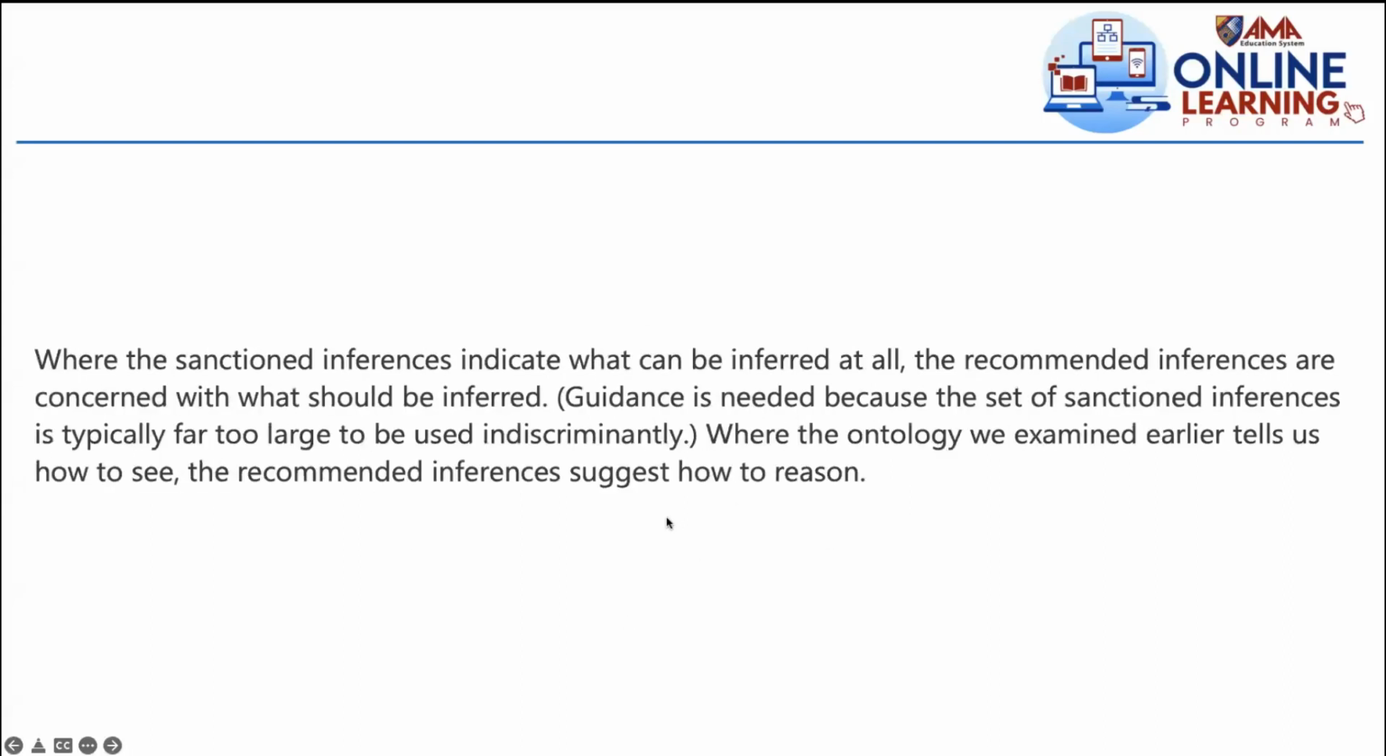Okay, so where the sanctioned inferences indicate what can be inferred at all, the recommended inferences are concerned with what should be inferred. So it's like that. The sanctioned inferences are like big data, no? Out of the big data, what is the recommended inference? Something like that. And how do you get these sanctioned inferences?